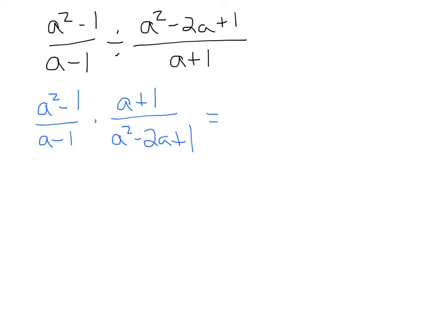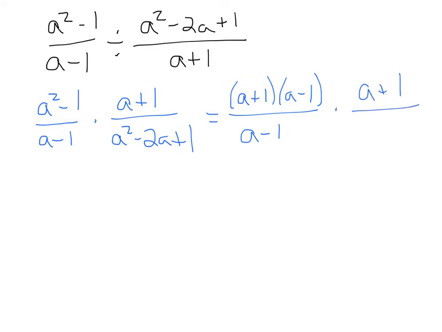A squared minus 1 is the difference of squares. So that becomes a plus 1 and a minus 1 over a minus 1. And now we still have a plus 1 in the numerator there. And we're going to factor this denominator. And again, if you need to do it off to the side, that's great. That's what you should get when you factor.